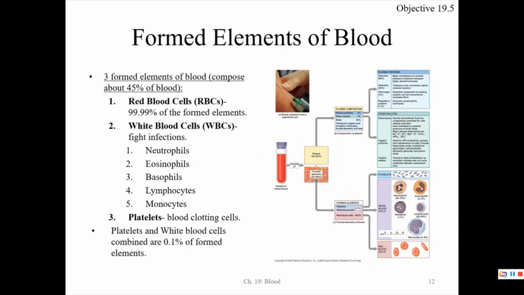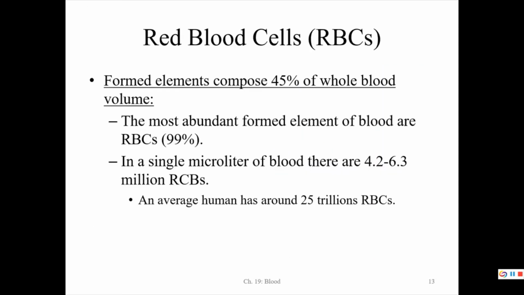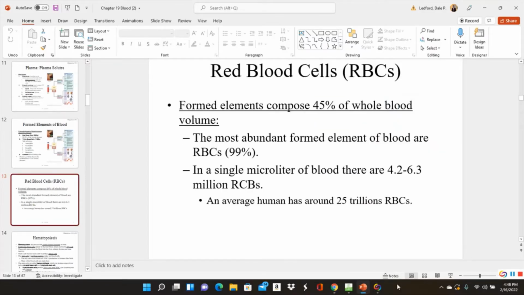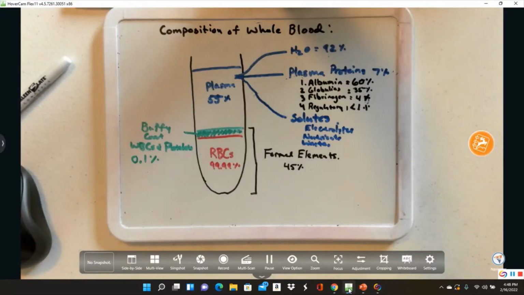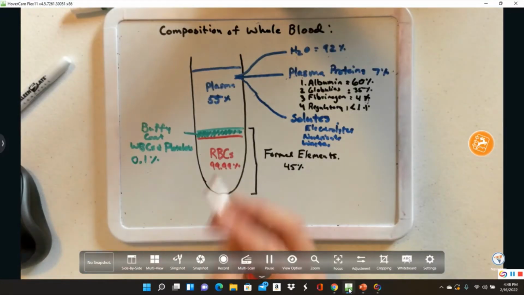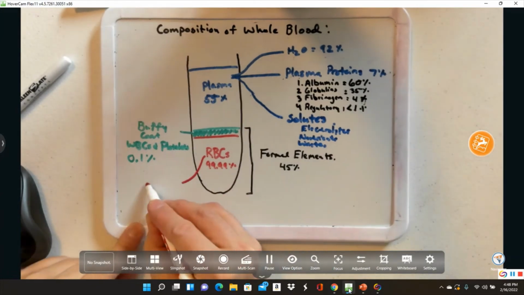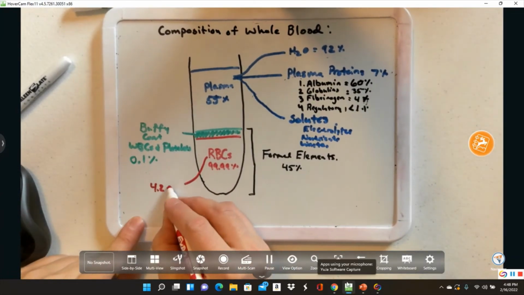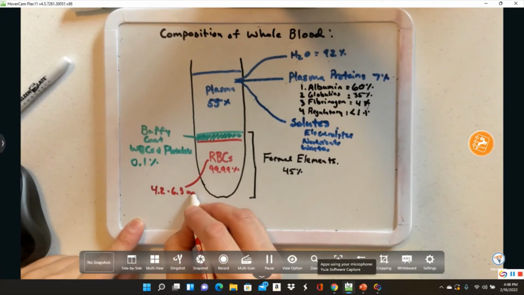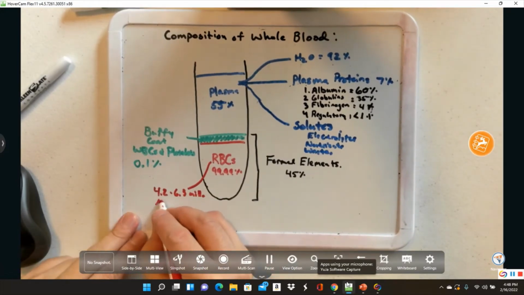Now, red blood cells are 99.9%, where together platelets and white blood cells form about 0.1%. And red blood cells are by far the most abundant. Now, something I want to do here is if you take a microliter, you will actually find red blood cells 4.2 to 6.3 million. So there's about 4.2 to 6.3 million in 1 microliter.